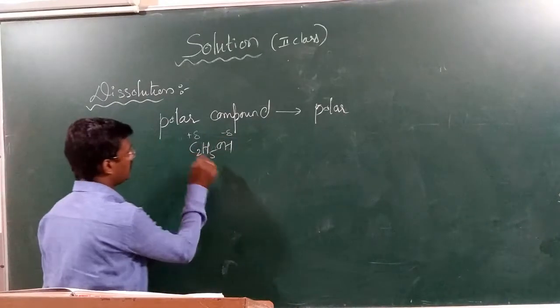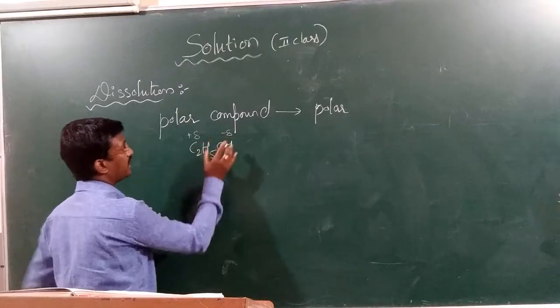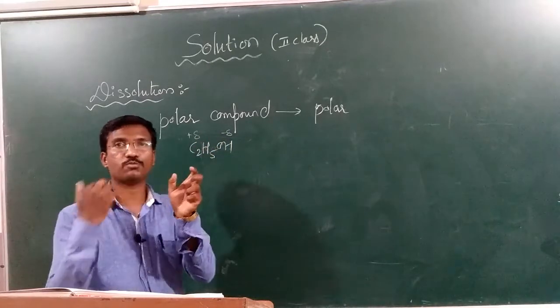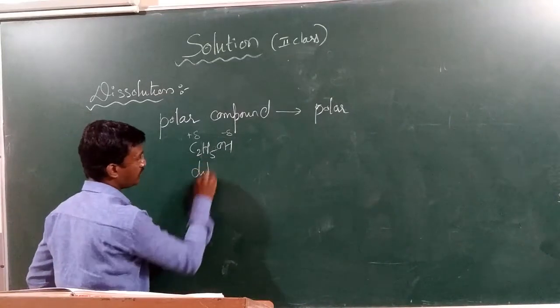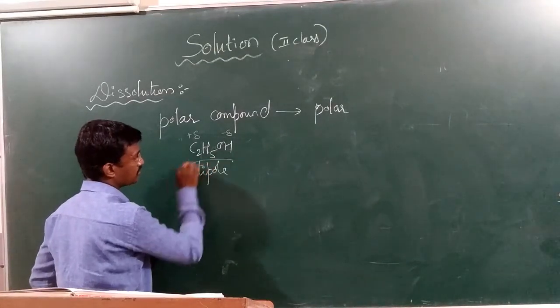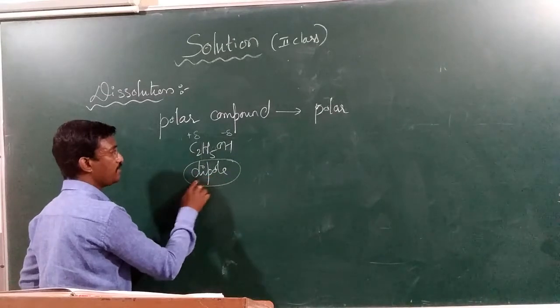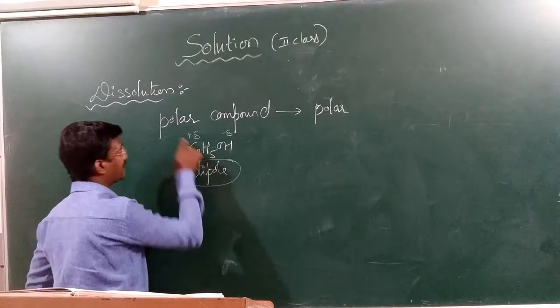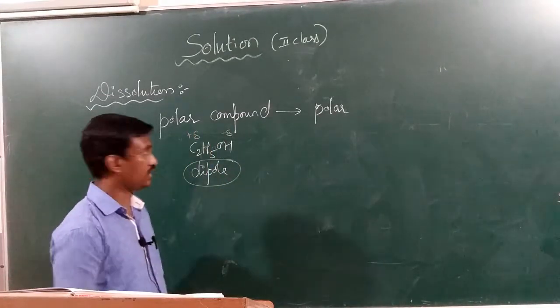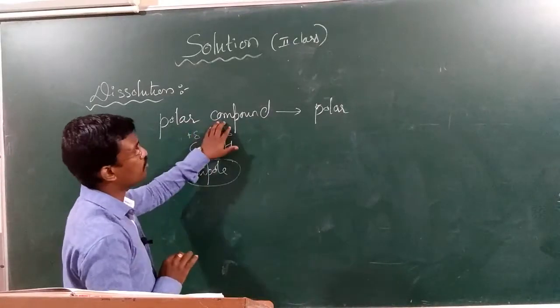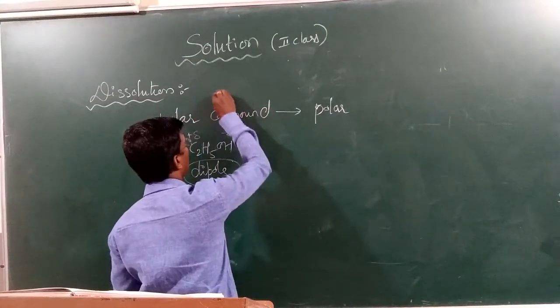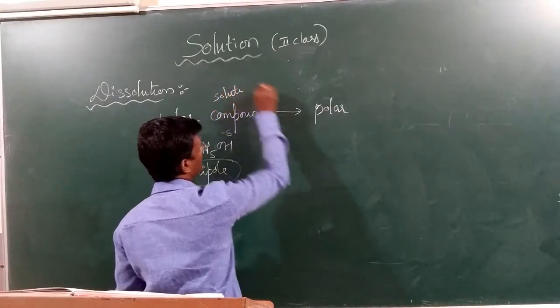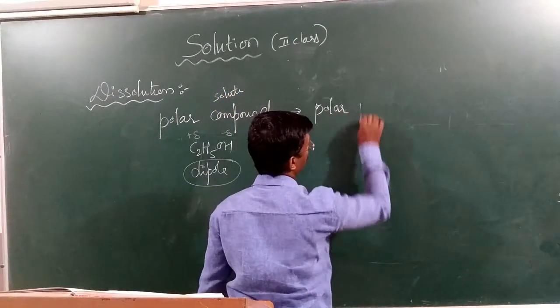So it means that if the compound carries positive and negative poles, one end is positive and another is negative, such kind of poles is called a dipole. The compound, the substance, the molecule which exhibits the dipole, all those are examples of polar compounds. Therefore, the polar compounds, the polar solutes, are soluble in polar solvent.